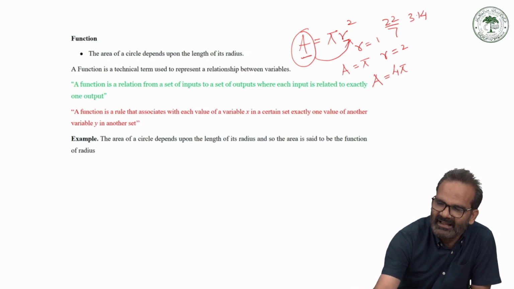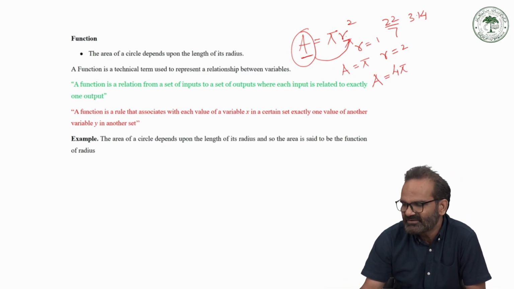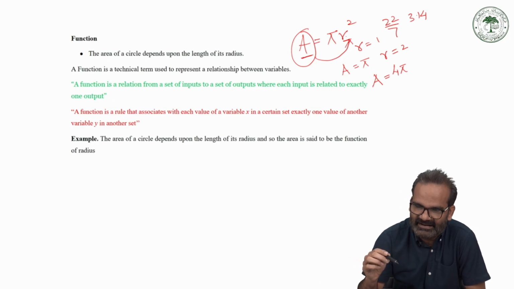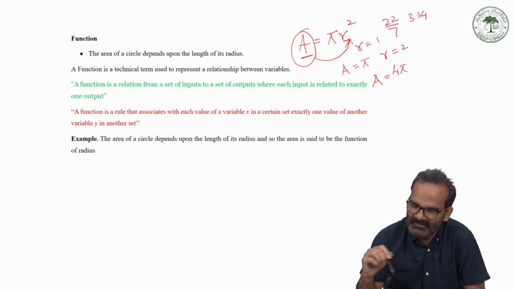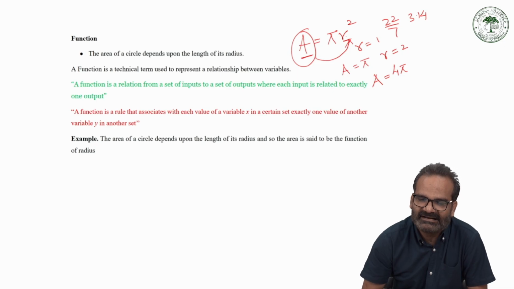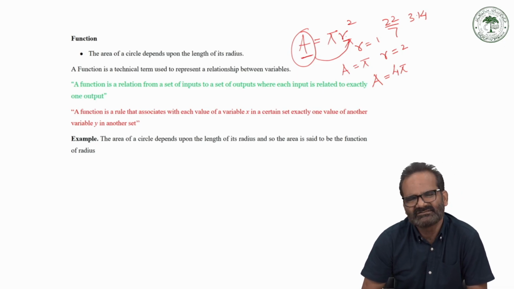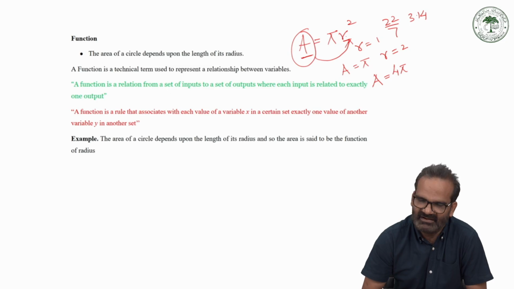So here area can be taken as one variable and the radius can be taken as another variable. This equation represents a variable A, the area, which is completely dependent on the other variable r, the radius of the circle. So a function is a technical term used to represent a relationship between variables. In other words, mathematically we denote this relationship by using the notion of a function.